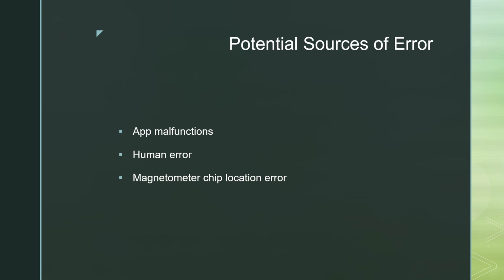Some potential sources of error in our lab included that the Magneto app could have had calibration issues, misalignment of the phone or magnet could have affected the readings, and if the chip wasn't perfectly aligned, the measurements could have been skewed as well.